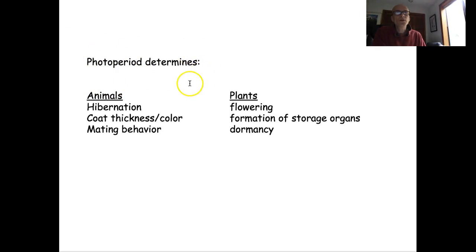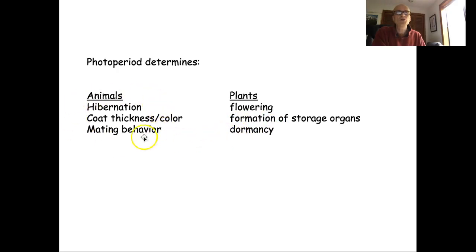So photoperiod determines in plants flowering time, but it also determines formation of storage organs. So think, for example, about potatoes. In potatoes, the tubers are formed in response to the time of the year. And then dormancy of the seed is also affected by the photoperiod.